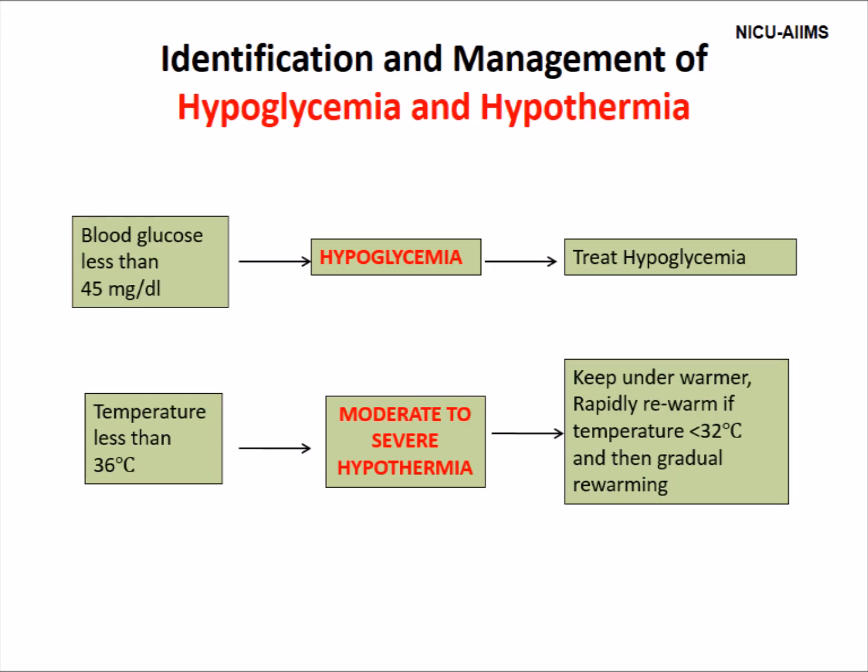Rapidly rewarm in the manual mode at 100 percent heater output till the baby's temperature reaches 34 degrees Celsius, and then gradually rewarm the baby to bring the temperature up to the normal range.